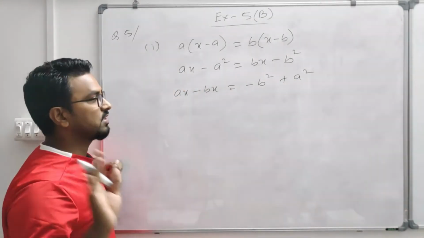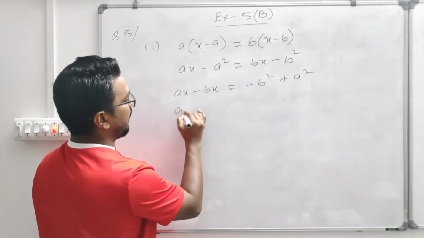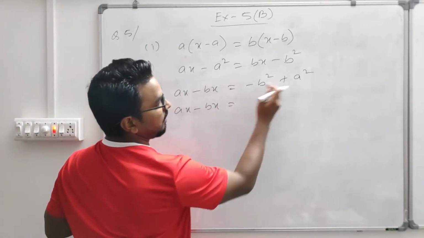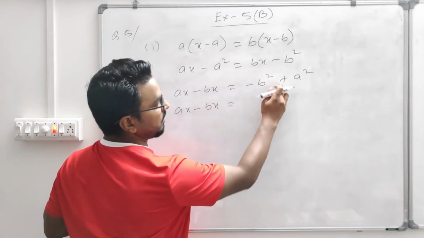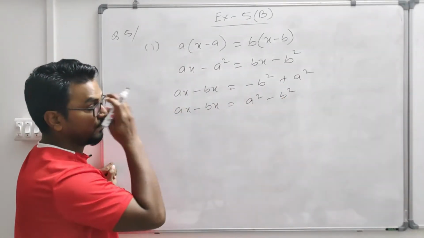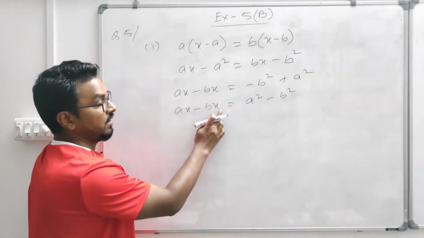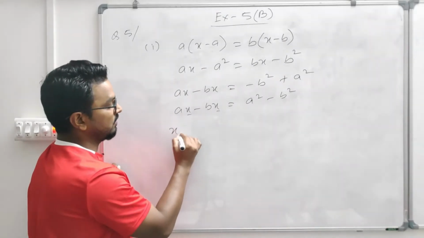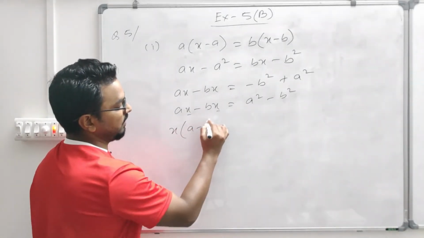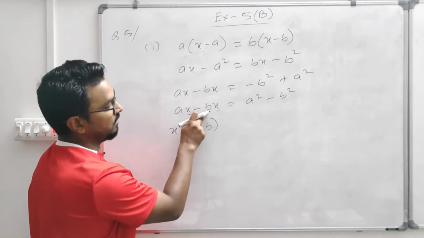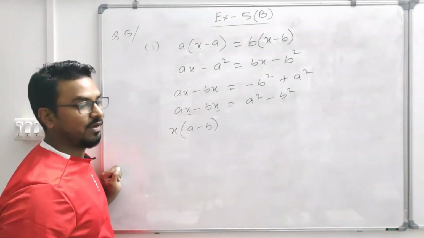So better you bring it in the systematic order. Ax minus bx, you bring this a square in the first place because it is positive. So a square minus b square, you can write like this. Okay. What is common here? X is common. X is common in both the terms. So take it out. So what is left? A minus b. So from here, if you take out x, a will be left, and from here, if you take out x, b will be left.